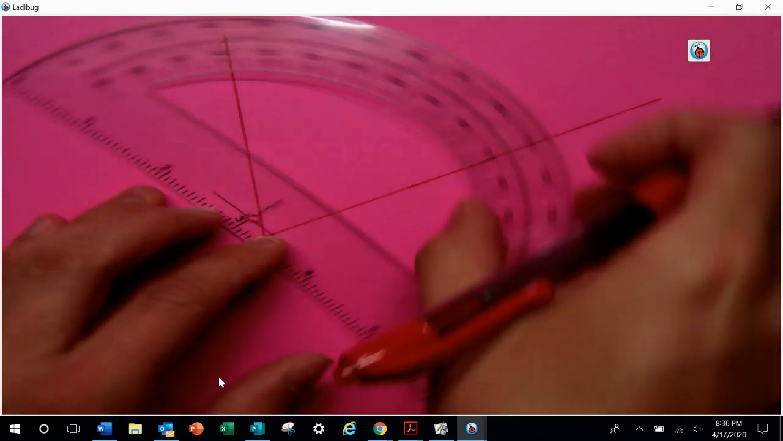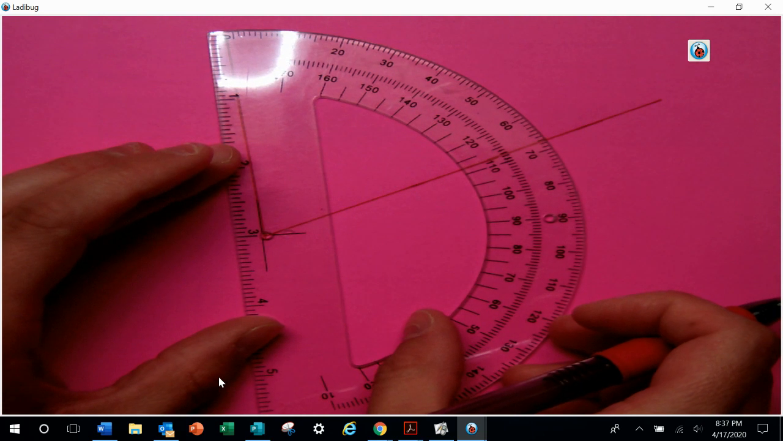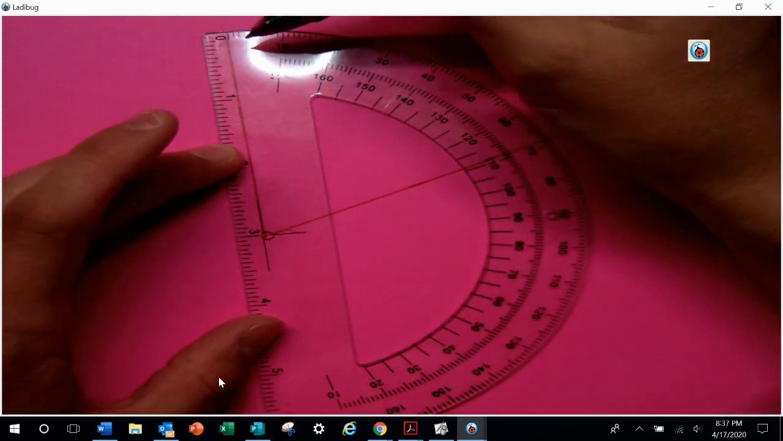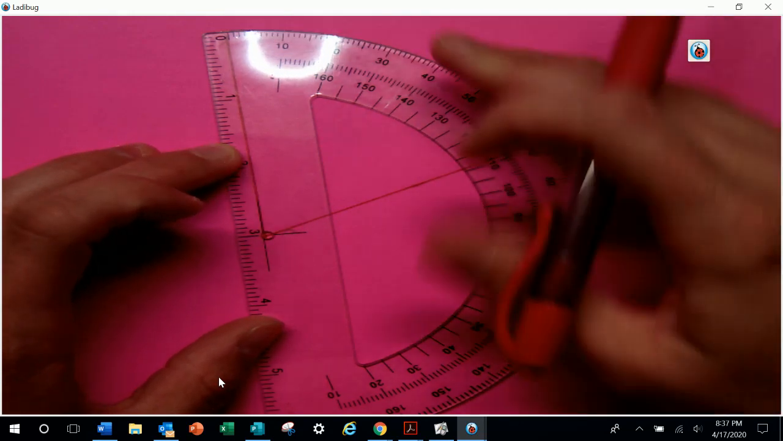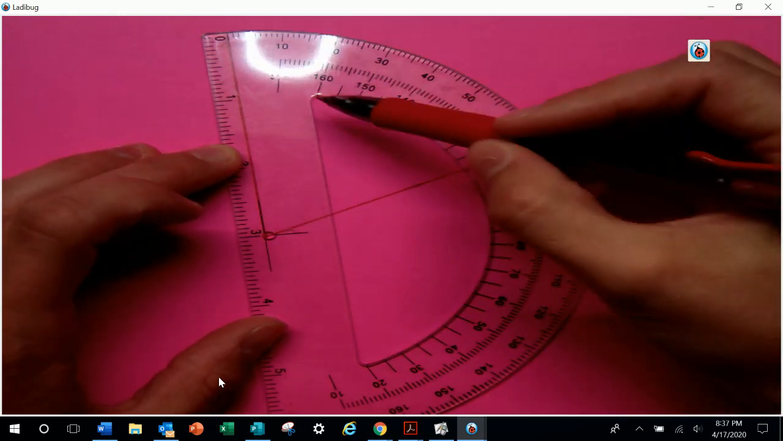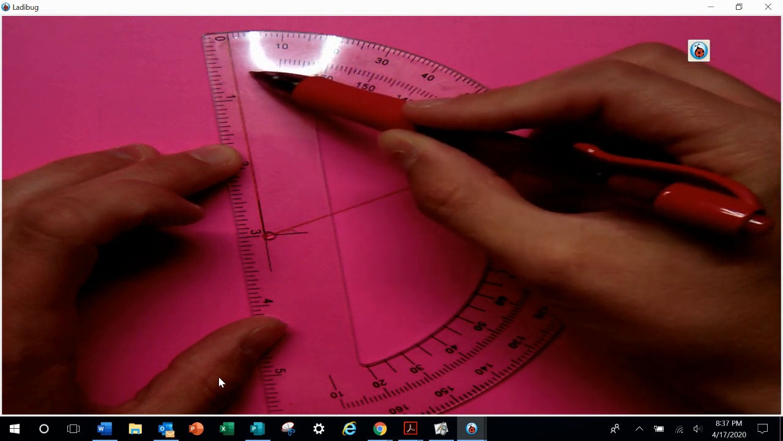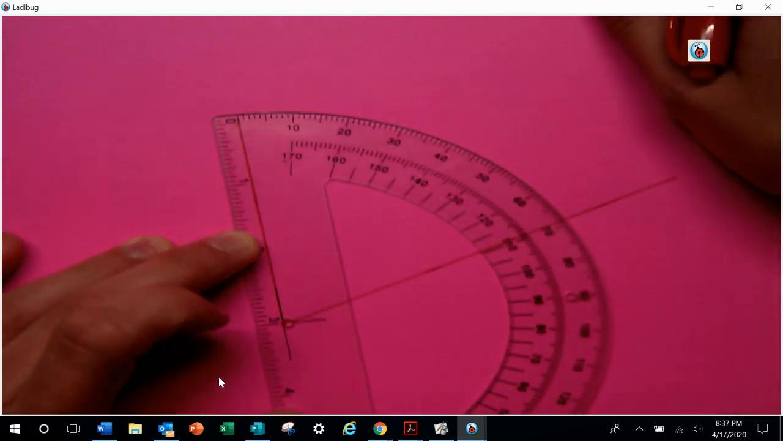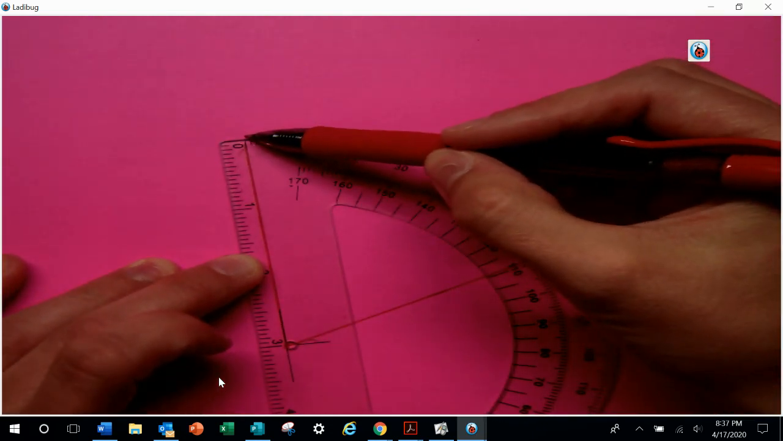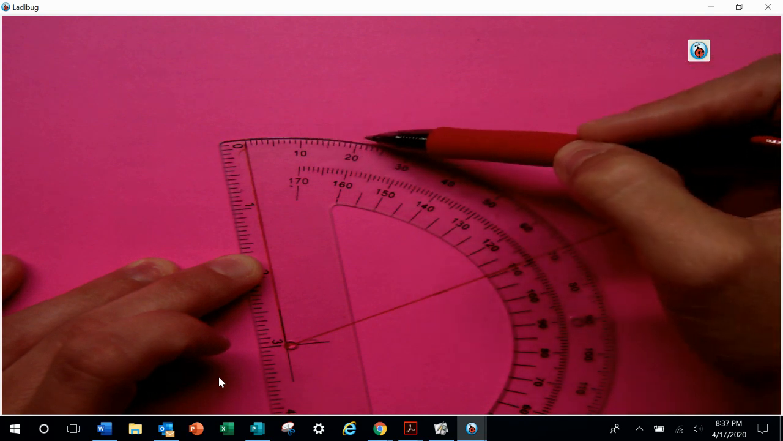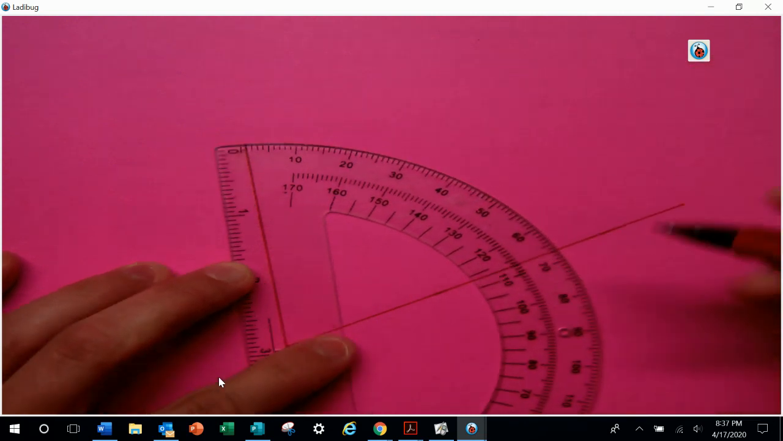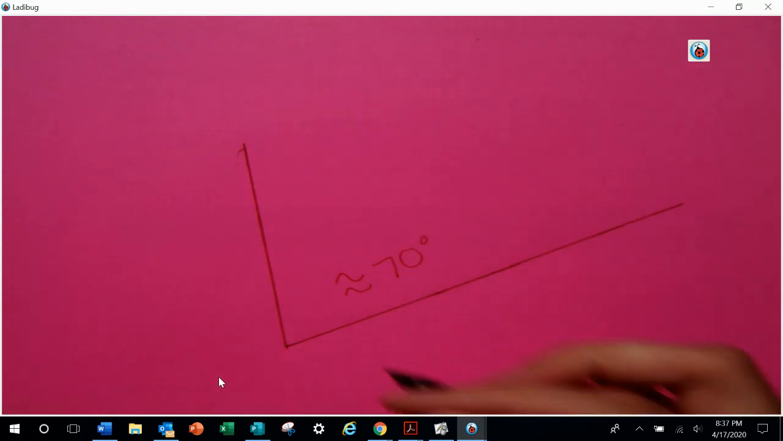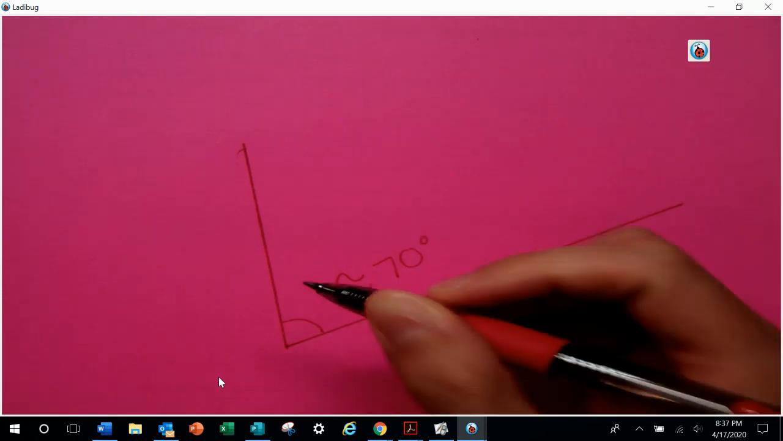Let's try the other way, where I'm starting on the other side. I'm lining up that vertex. I keep saying vertice. I believe I'm right, and I don't want to come off like I'm not. Okay, so I line that up. Remember, I'm not going to start at 180. This doesn't go all the way, but straight lines make 180 degrees. I'm going to start here at 0, 10, 20, you see how that goes? And that again was approximately 70 degrees. So that's the measurement of that angle right there.